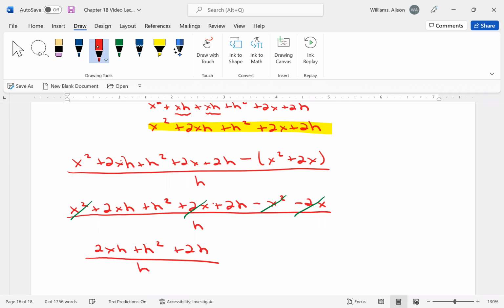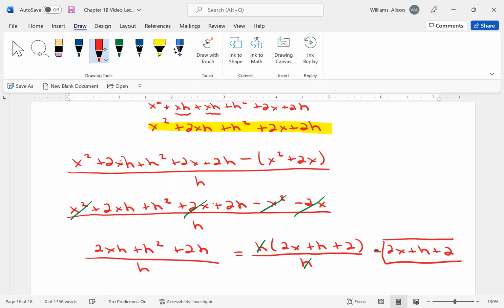Now, I notice in the numerator, all of the terms have an h in common. So I'm going to factor h out. And the reason is I'm going to do some canceling. I'm going to cancel the h in the denominator. In fact, for all of the difference quotients, the h is always going to cancel in the denominator, always. And if you don't cancel the h in the denominator, you probably made a mistake.